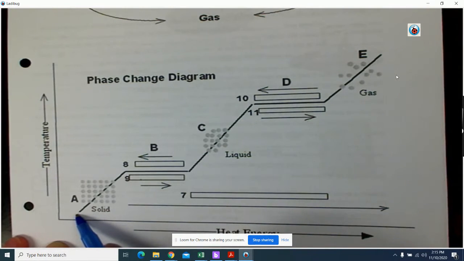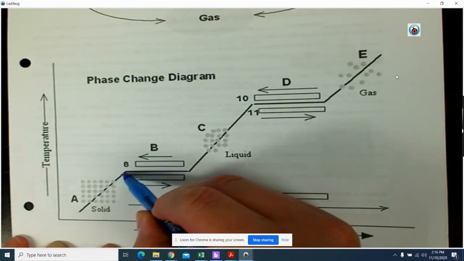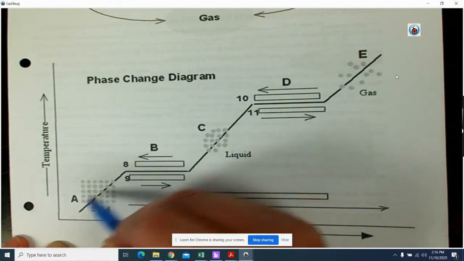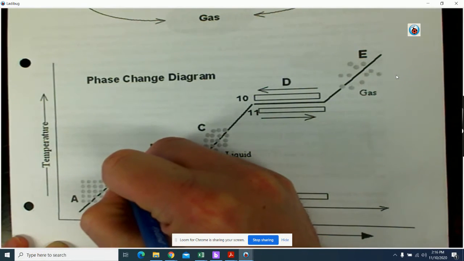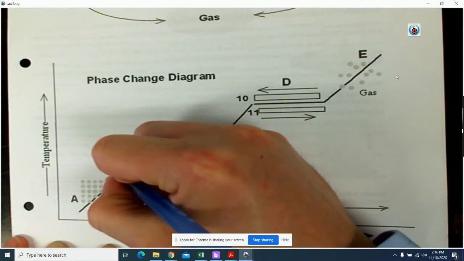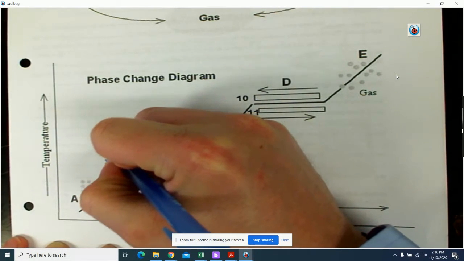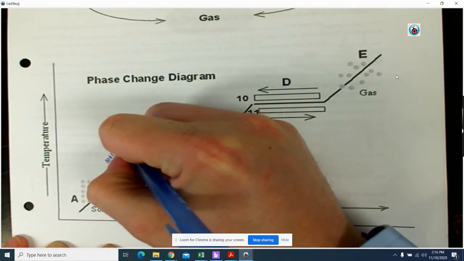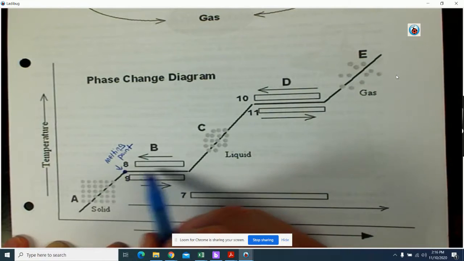Now as it goes up, you're adding heat. So heat is added, temperature rises. And you get to this first crook, this is your melting point. Then heat is added, but temperature does not go up.